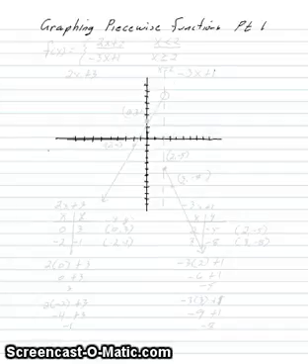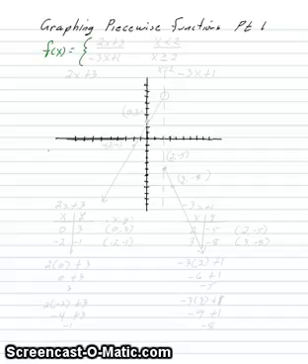Graphing piecewise functions, part 1. We're going to graph the piecewise function f of x equals 2x plus 3 on the interval x is less than 2, and the expression negative 3x plus 1 on the interval x is greater than or equal to 2.